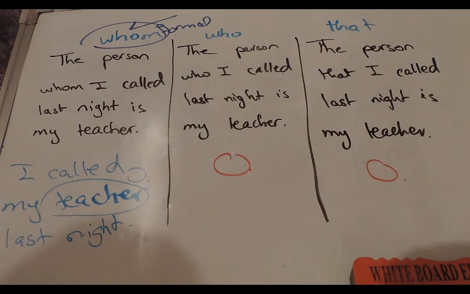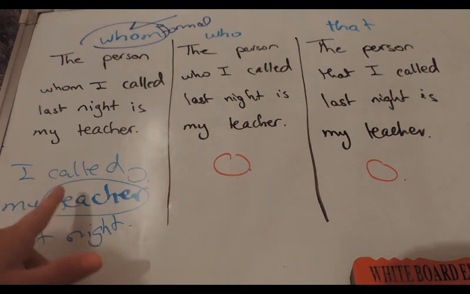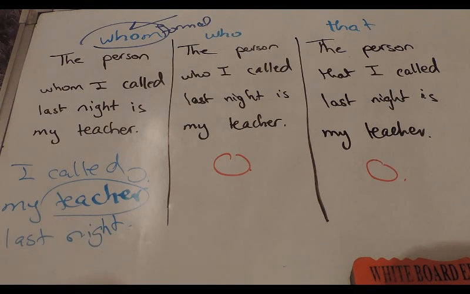The person who I called last night is my teacher. So it is just like the same thing. I called the teacher last night. I called the person last night. So it is just like I called my teacher last night using whom. It is exactly the same thing. Now, the person that I called last night is my teacher. I didn't do anything here.